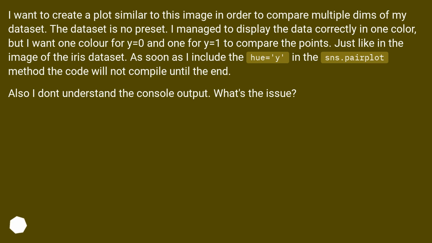Just like in the image of the iris dataset, as soon as I include hue equals y in the sns.pairplot method, the code will not compile until the end. Also, I don't understand the console output. What's the issue?